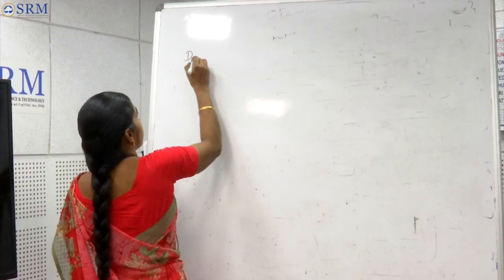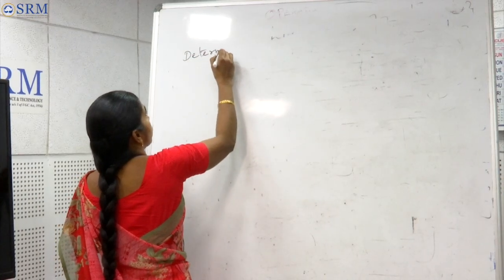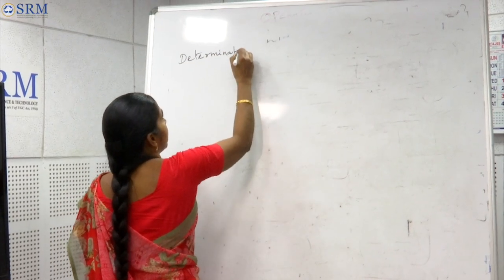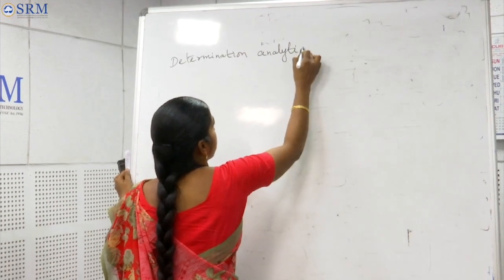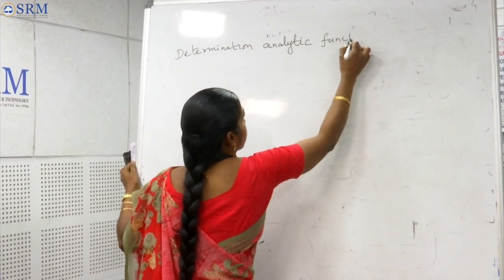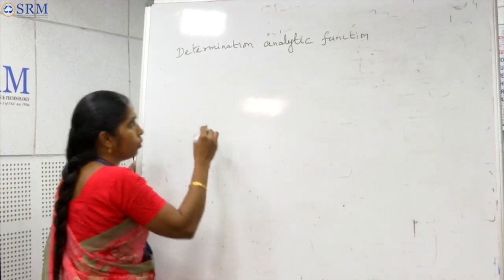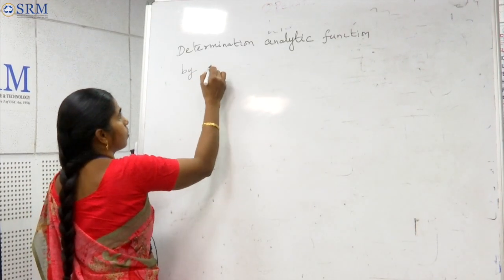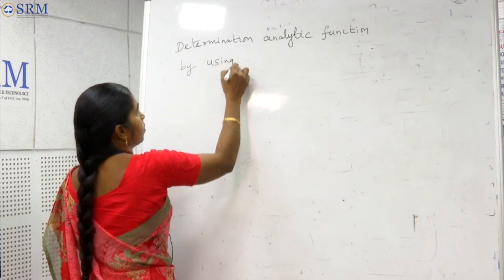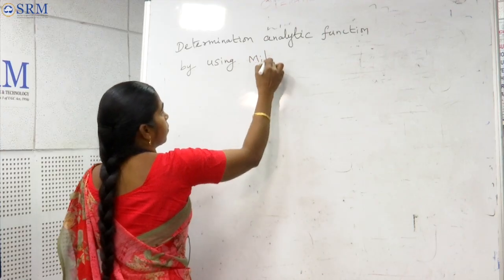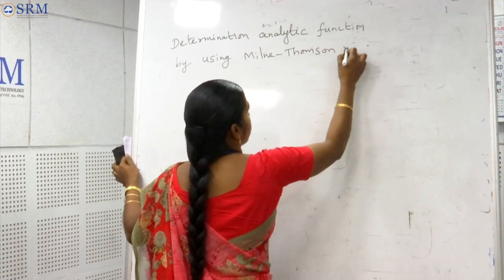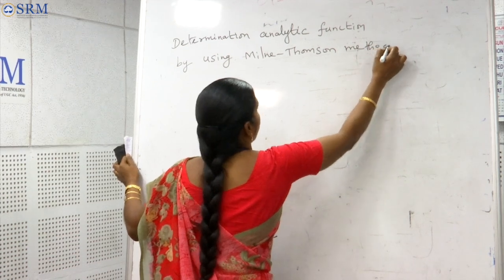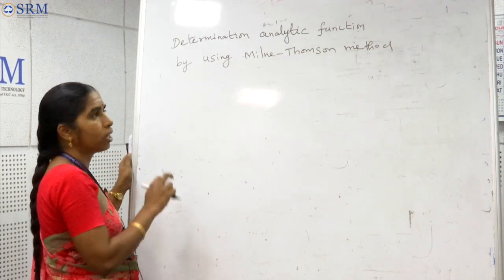So, determination of an analytic function by using the Milne-Thomson method. Find the analytic function using the Milne-Thomson method.